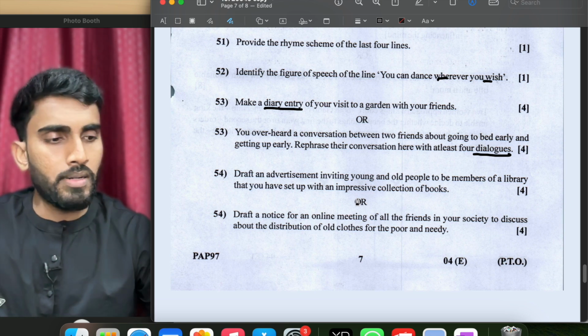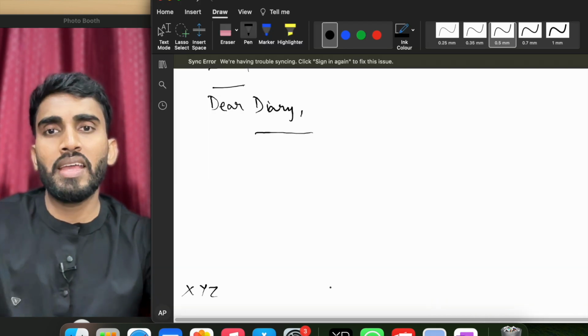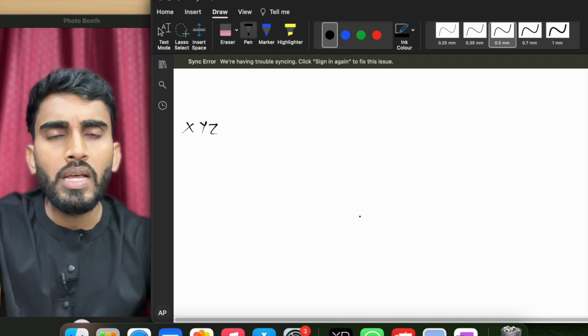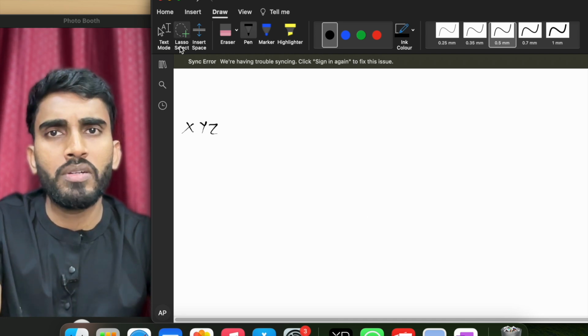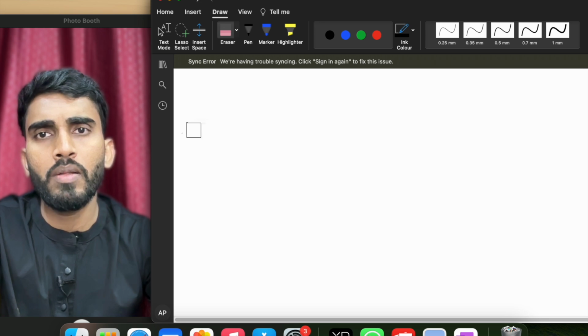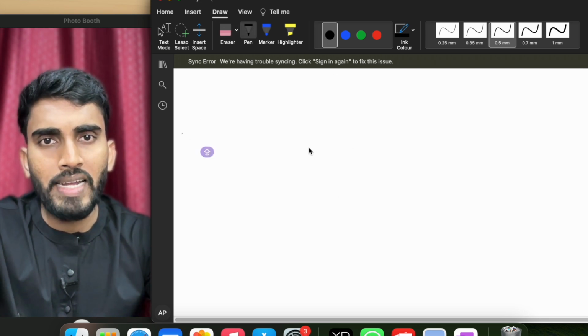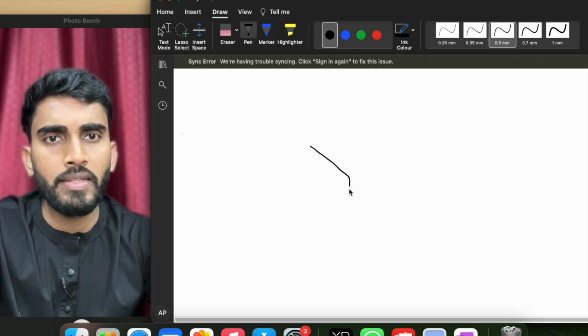So let us try making an advertisement for this question. So as it is a question for the library, we can make books. So in the center we can make books like this.